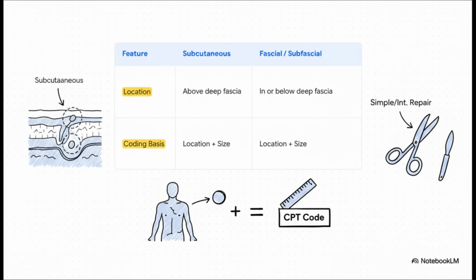So the first big question is about depth. Is the tumor subcutaneous, which means it's in that fatty layer just under the skin, sitting on top of the deep fascia? That's that tough cellophane-like stuff that wraps around our muscles. Or is it fascial or subfascial, meaning it's way deeper, maybe even inside the muscle itself? For both types, your code is going to depend on the body part and the size. And that's the size of the tumor plus any extra margin the surgeon took out around it.